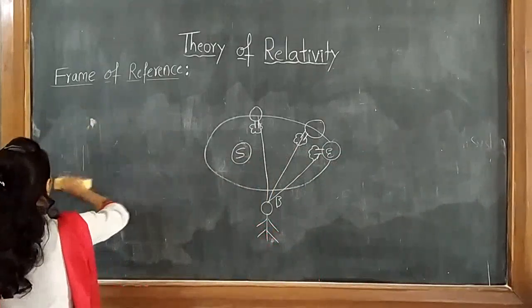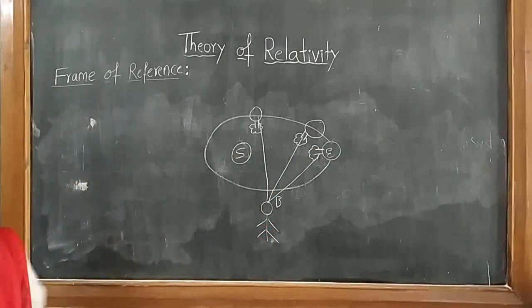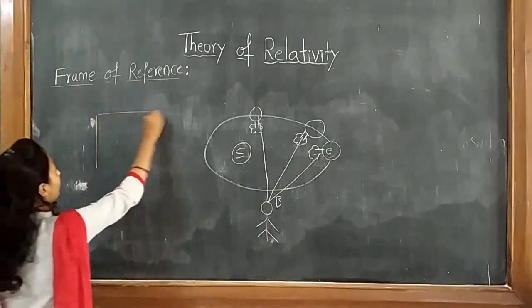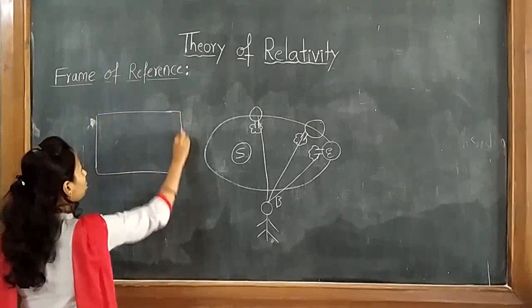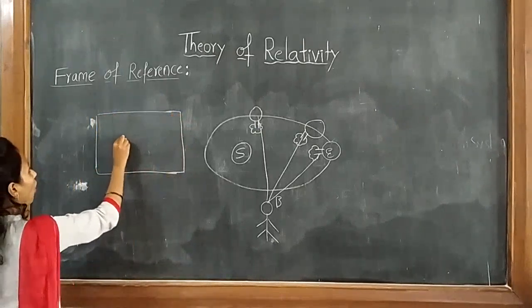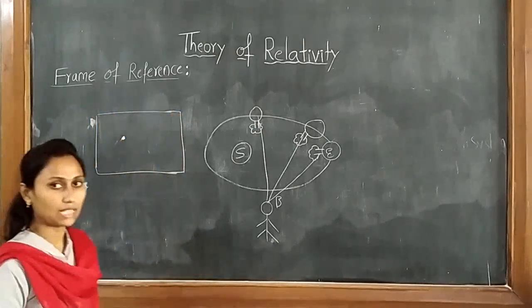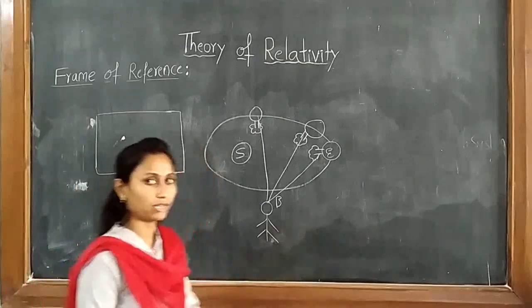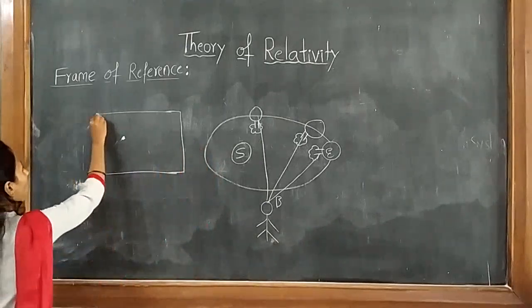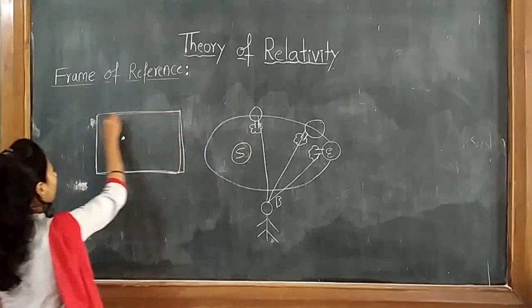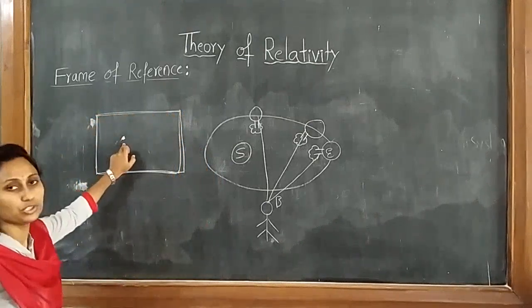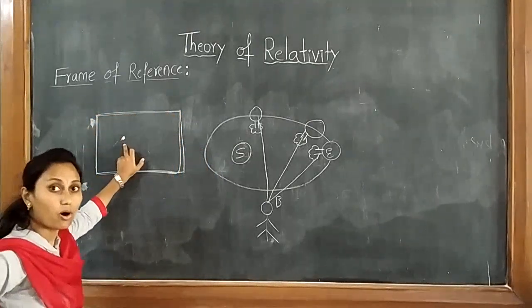Now coming to the point, I will take one room here. There is one object in the room, and starting it is at a rest position. When it is inside the room, I want to define the position of this object. Then what can I use?